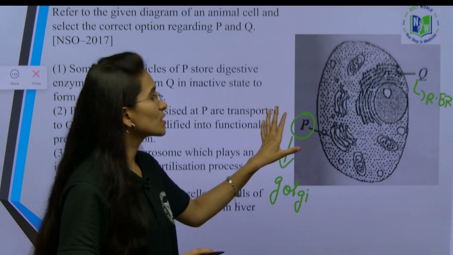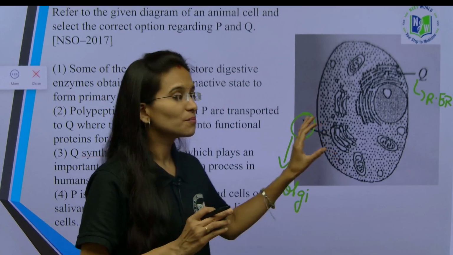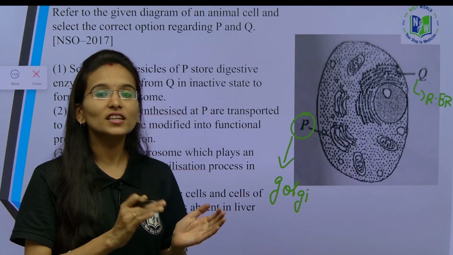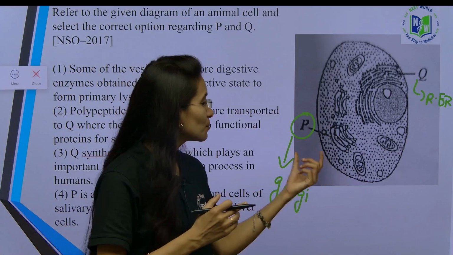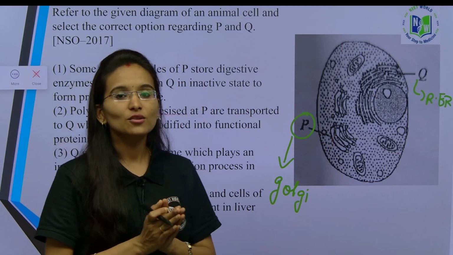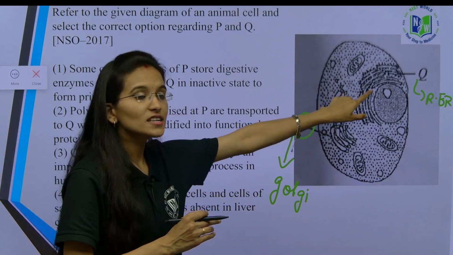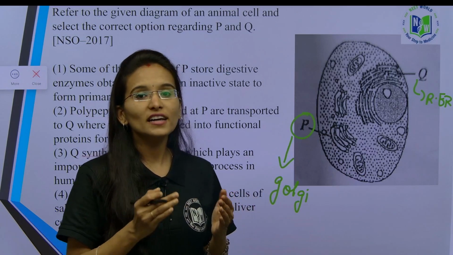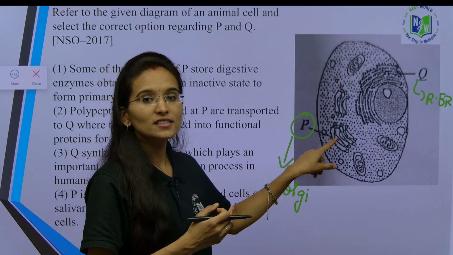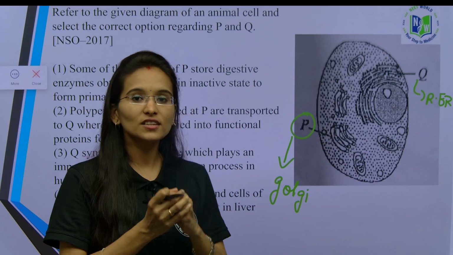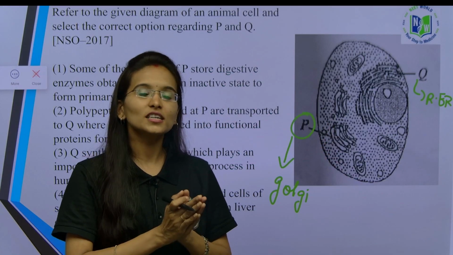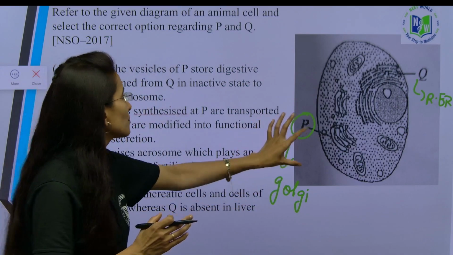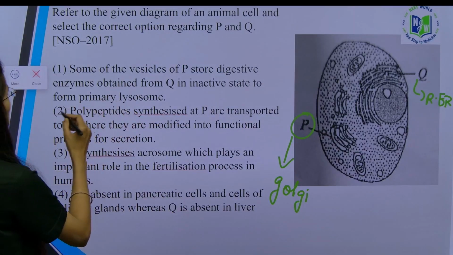Here, when the vesicle contains the proteins, they are in an inactive state, but when they fuse with the lysosomes, the proteins become active. The proteins synthesized in the rough endoplasmic reticulum are modified and secreted from the Golgi apparatus. After secretion, the proteins along with the vesicles remain in an inactive state, but when they fuse with the lysosomes, they form active proteins. So, this option is right.